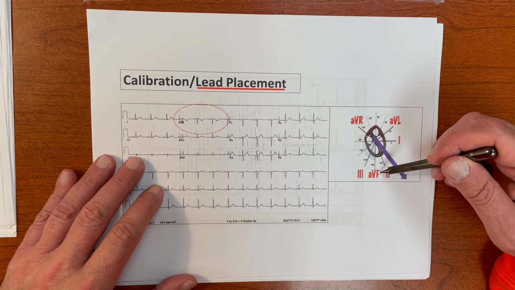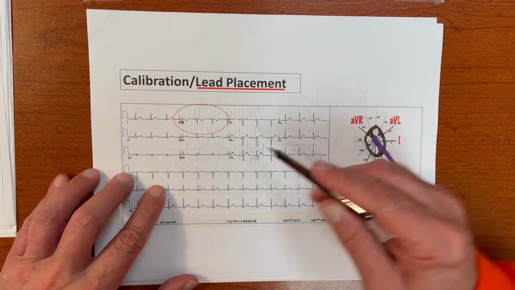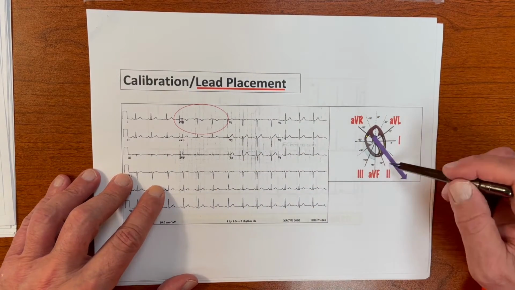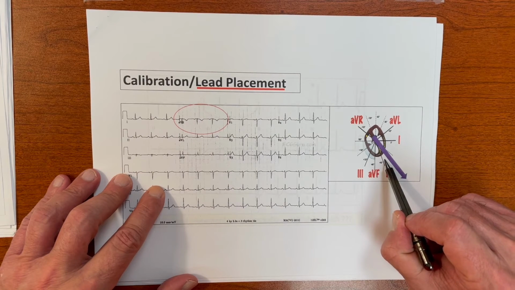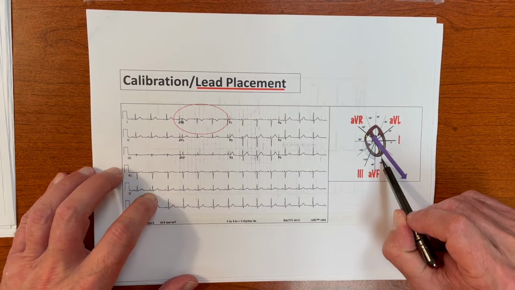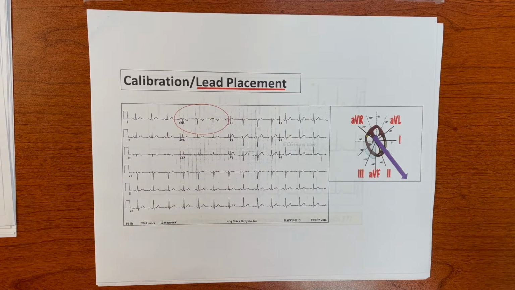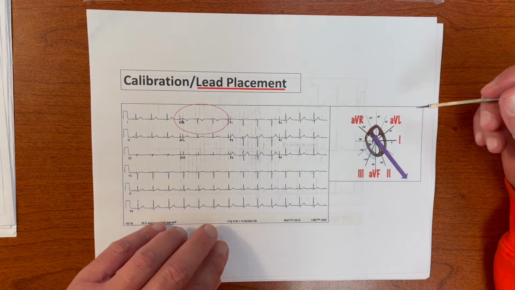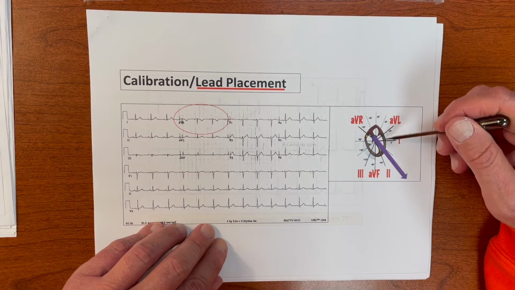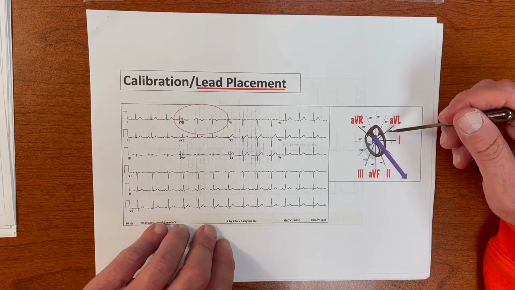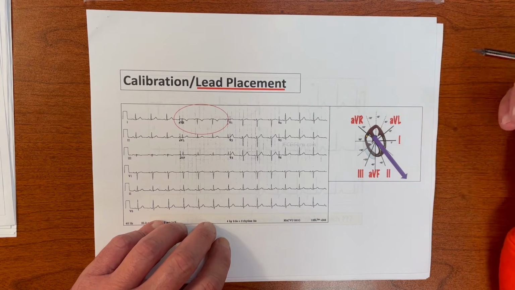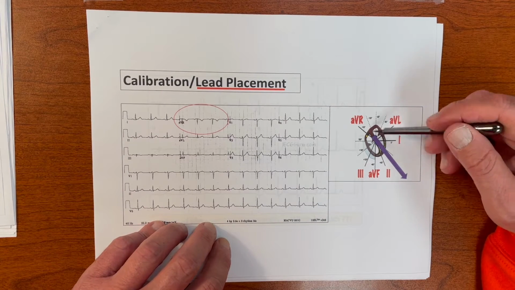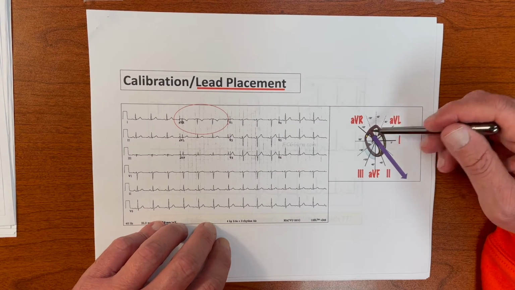Leads 2, 3, and aVF are the inferior limb leads, and they're looking up at that wall, okay? So on the body, these are placed inferior to the heart, looking up. Notice lead 1 looks at the left part of the heart, the left lateral. And aVR is here. Remember my analogy, the US: southeast, northwest, northeast.